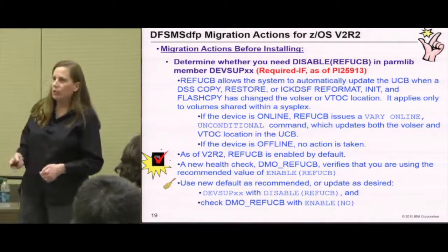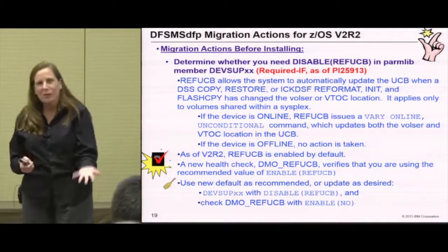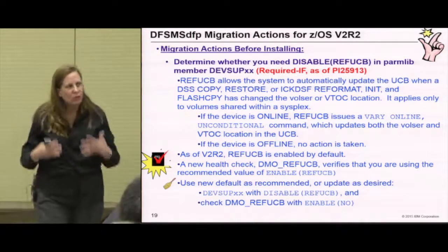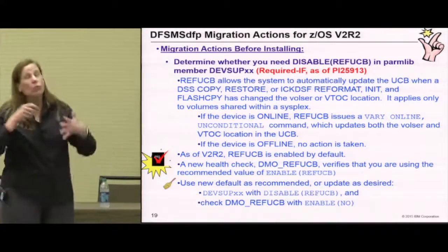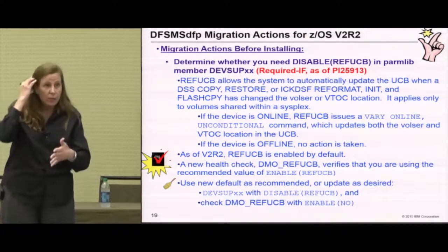And what is the health check going to do? It's going to make sure that you haven't overridden our default. We like our default of enable. We want you to use enabled, so we wrote a health check to verify that it was enabled. Okay? But what happens if you really don't like this value? You want to disable it. That's fine. You can disable it.